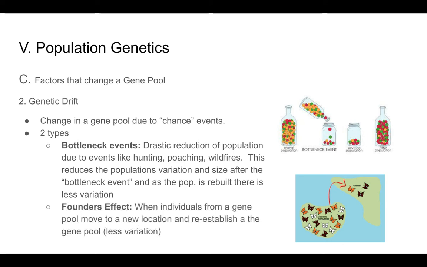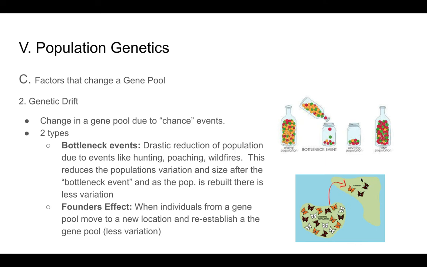The second type of genetic drift is the founder's event or effect. And so this is a founder's effect right down here. You can see these little butterflies that existed in high variation. We've got yellow and black and white here on this island. Well, a few of them fly over to this landmass, but not all of them, right?